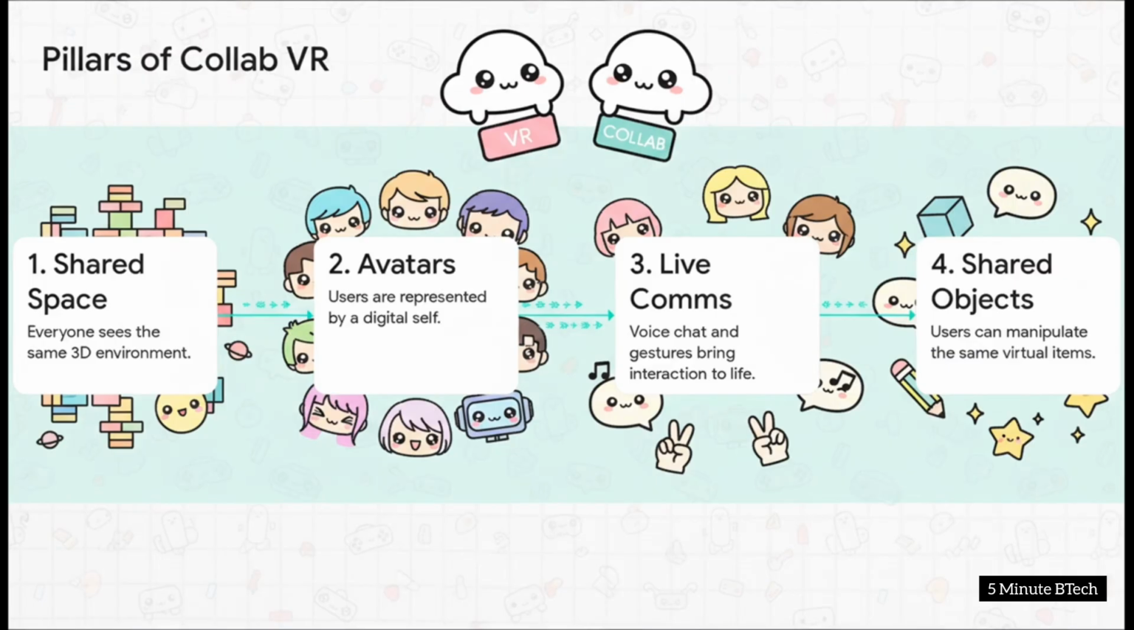So how on earth does that actually work? Well, it really comes down to 4 key pillars, 4 things you absolutely need. First, a shared virtual space that everyone sees. Second, everyone needs an avatar, a digital version of themselves. Third, you've got to have real-time communication, voice, gestures, the whole 9 yards. And finally, you need to be able to pick up and mess with the same virtual objects. You get all 4 of those, and you've got real, honest-to-goodness collaboration.